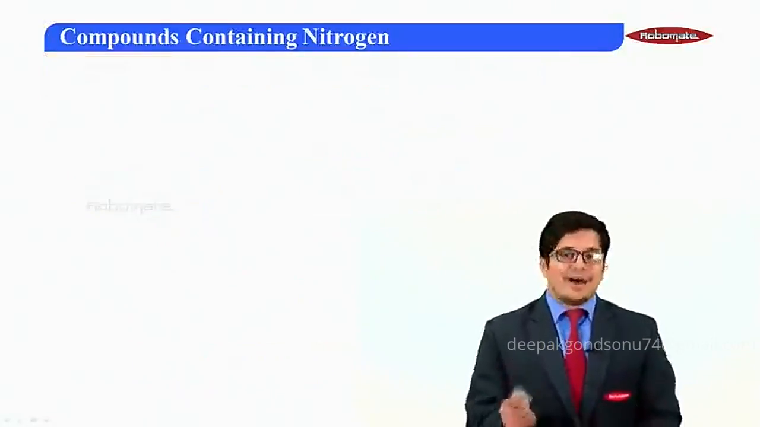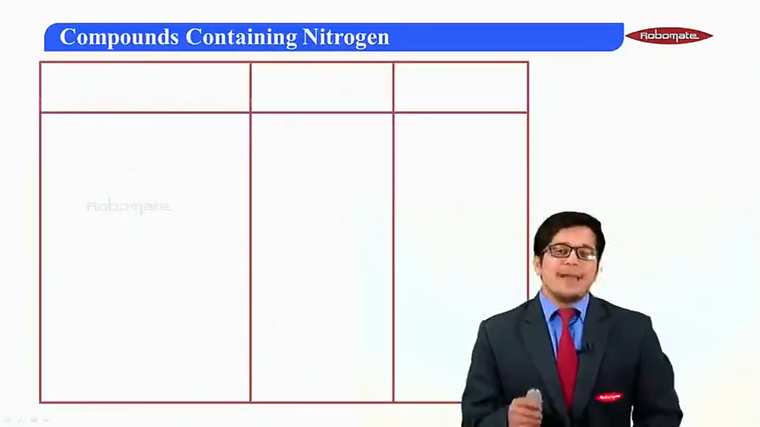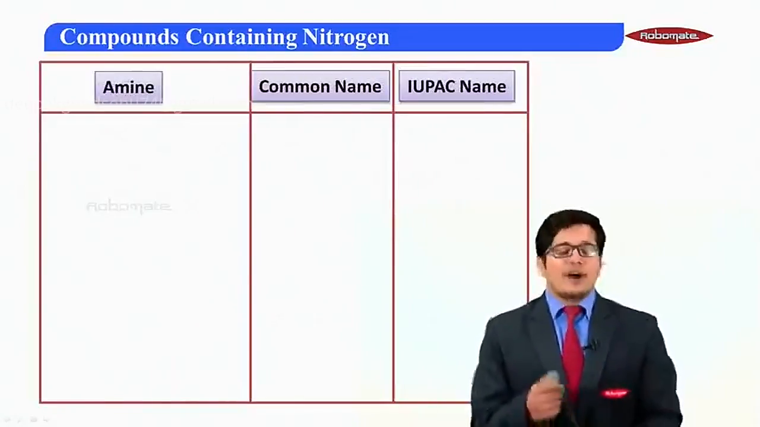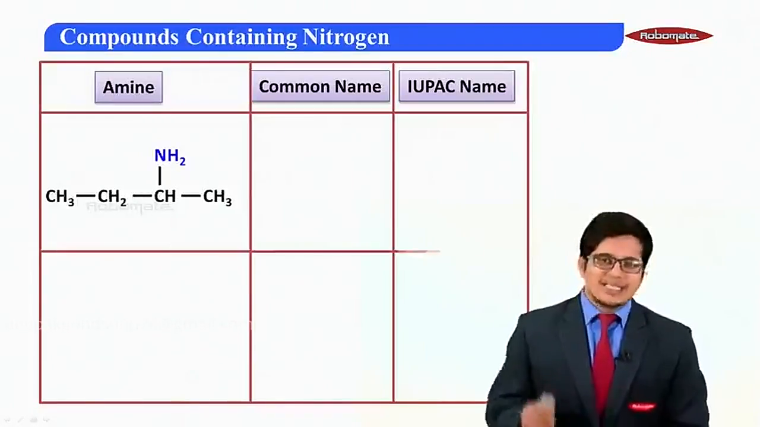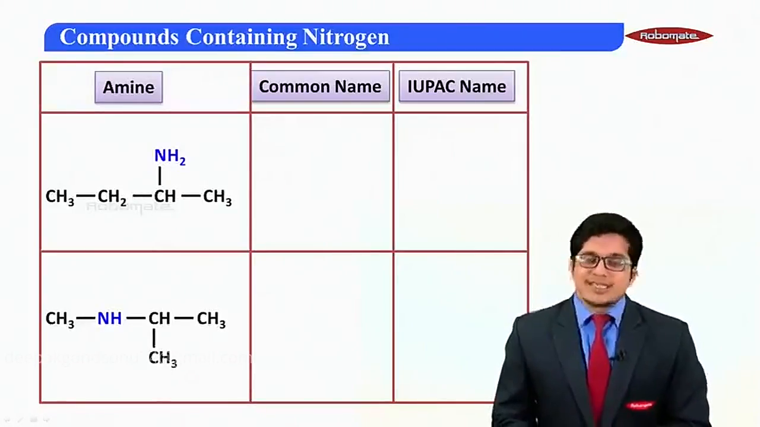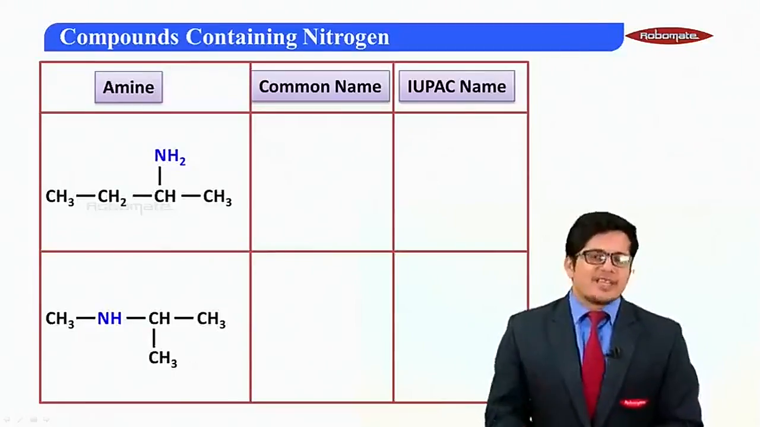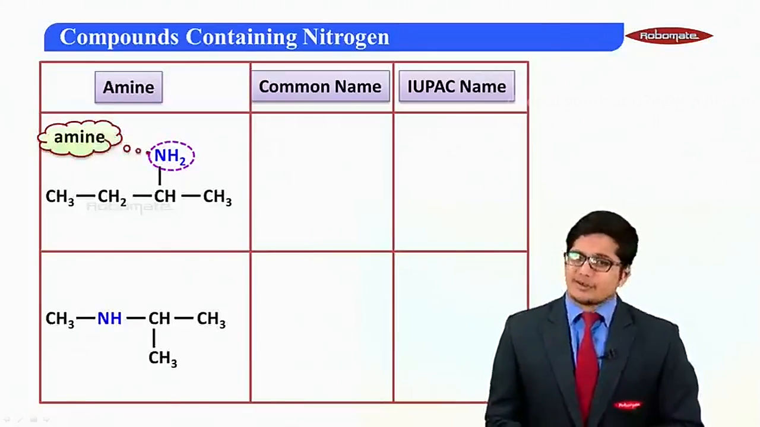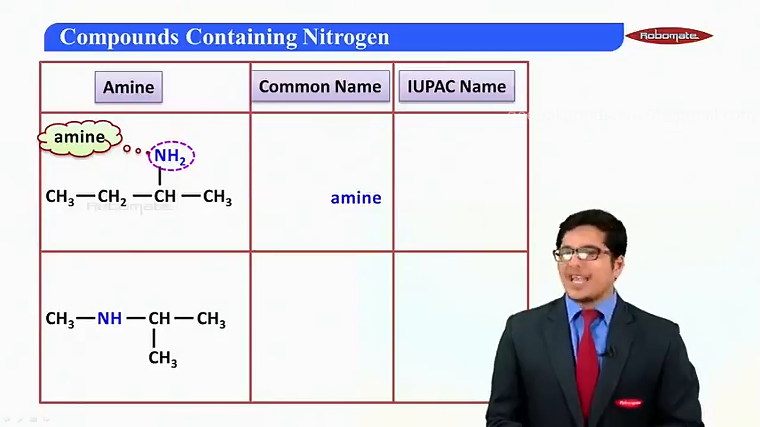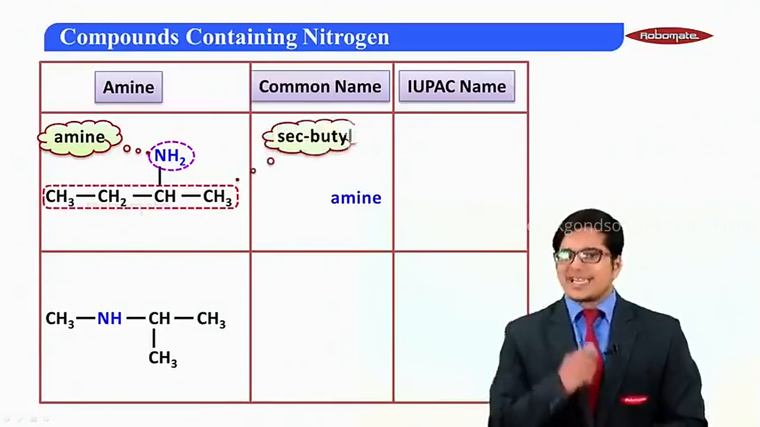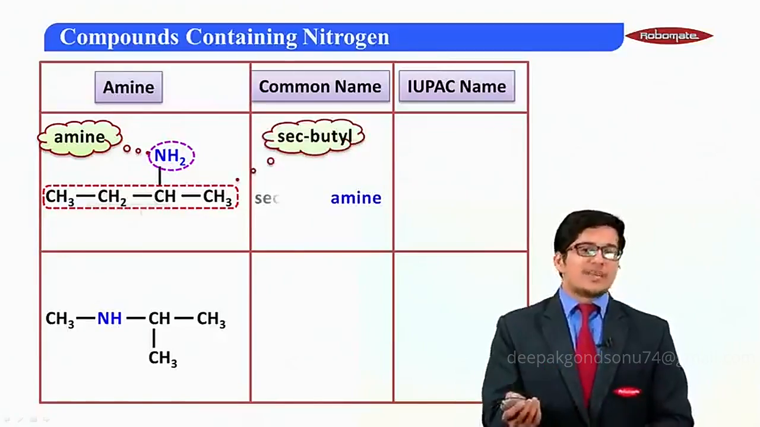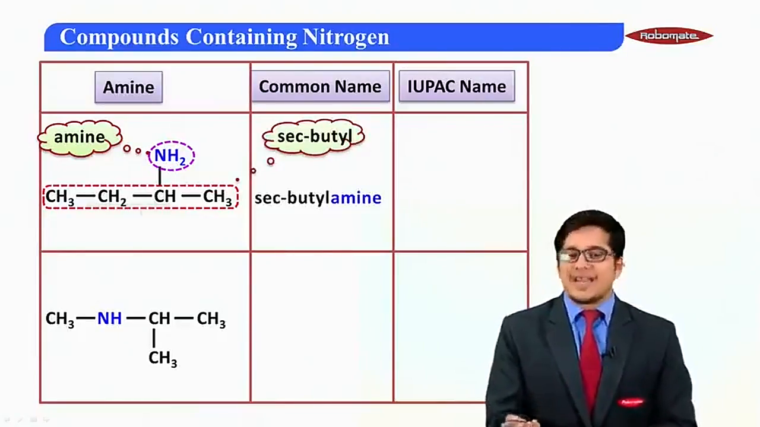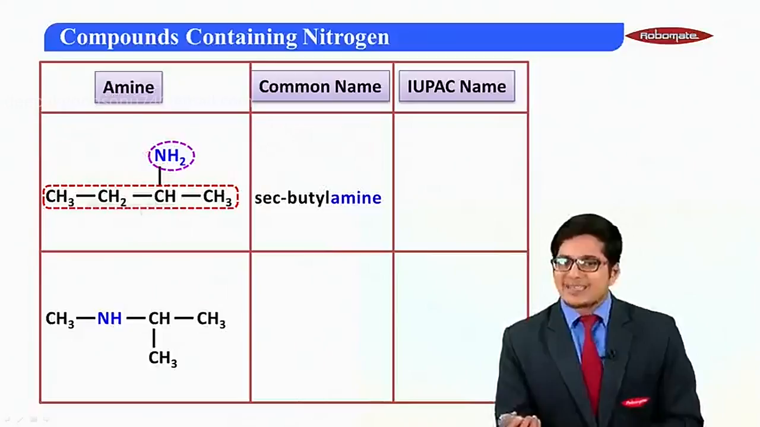Right? Now, let's see some examples of common names as well as IUPAC names. Let's see. You have an example that is like this. Let's try with the common name of these compounds. So, do you have an amino group? Yes, we have. Now, select the longest chain. It is a sec-butyl chain. So, what would be the name of this compound? It would be sec-butylamine.